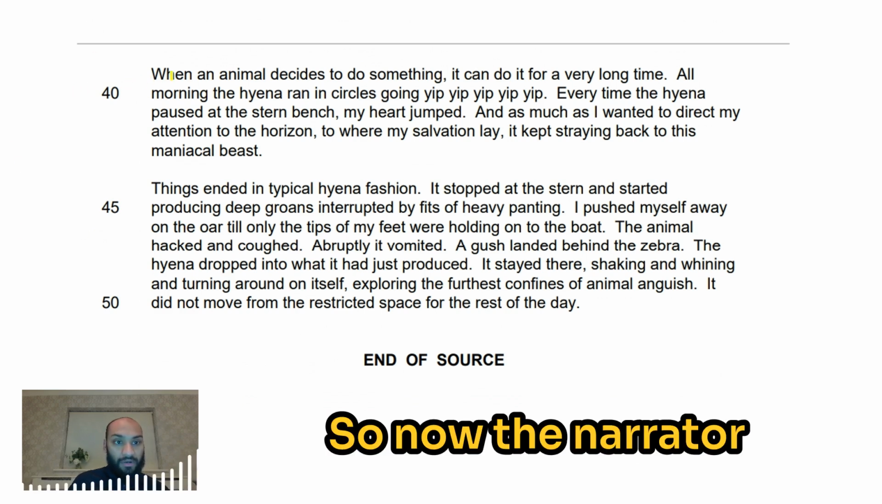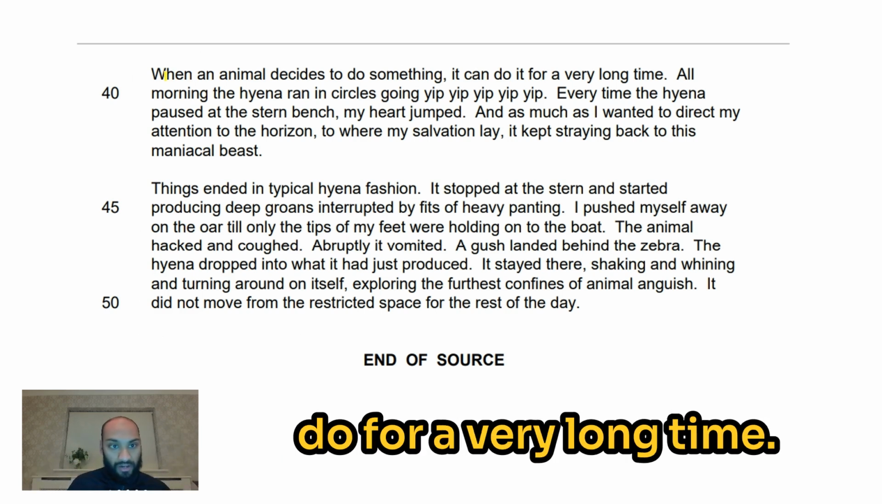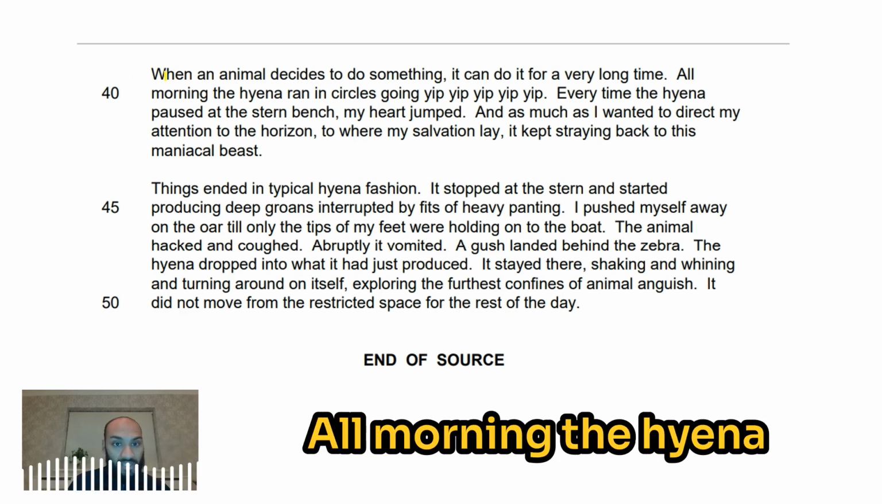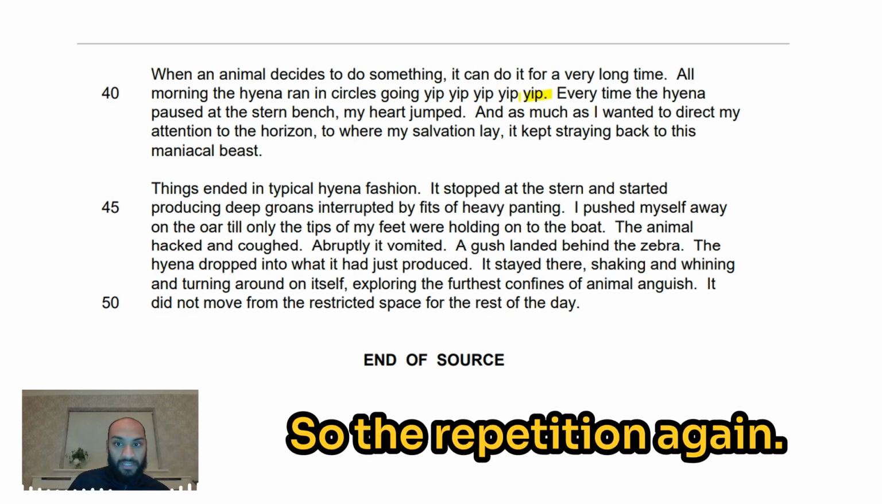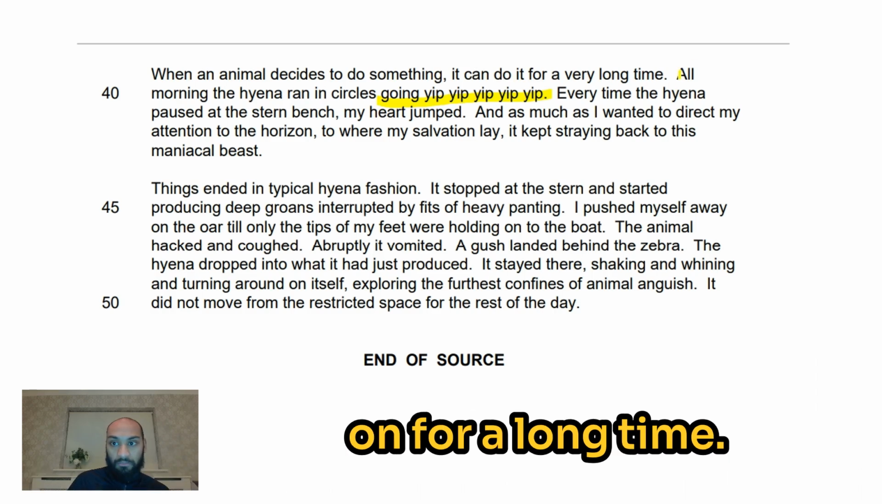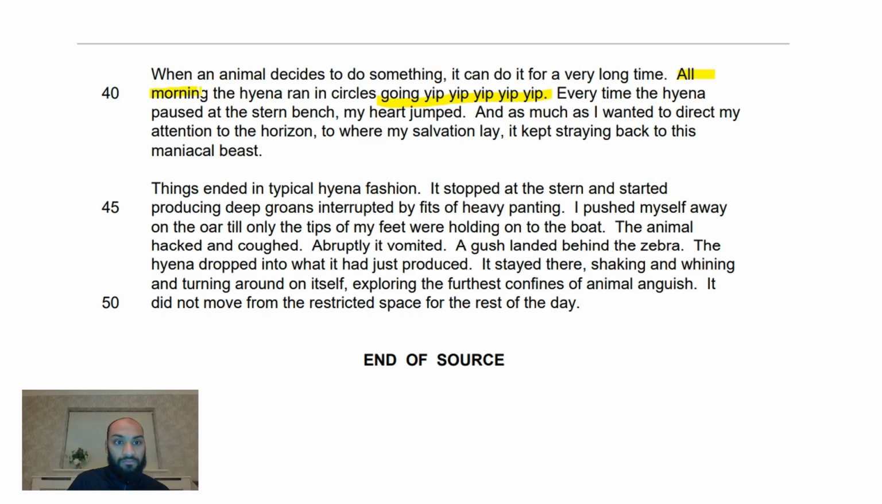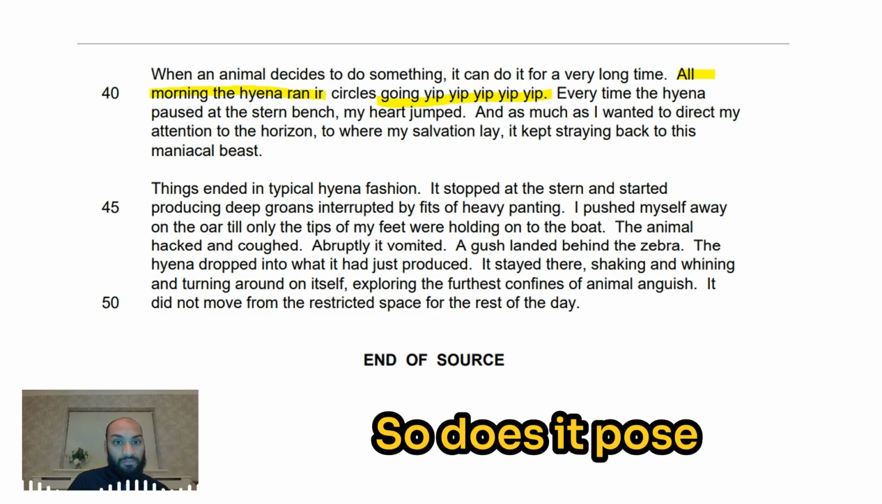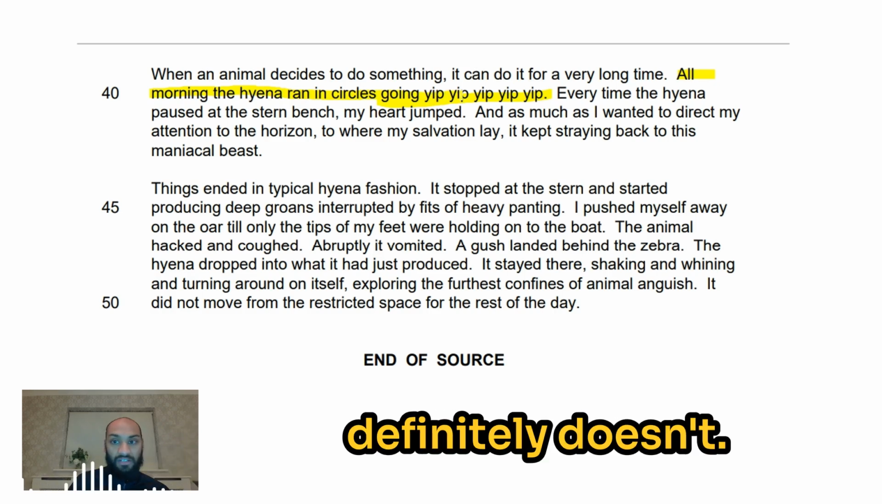So now the narrator comes back. When an animal decides to do something it can do for a very long time, all morning the hyena ran in circles going yip, yip, yip, yip. So the repetition again, but this is going on for a long time. And it seems like this is all the hyena does. So does it pose itself as a threat? I'd say no, definitely doesn't.